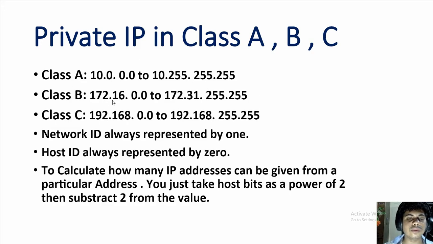Just to remember, you can note it down. Also, network ID is always represented by 1, and host ID is always represented by 0. You just have to remember that. And to calculate the IP address which you can give to a LAN, a local area network, I will be discussing that now. So now I am opening my whiteboard to explain. First I will explain what a subnet mask is.